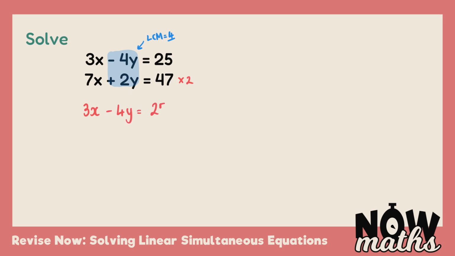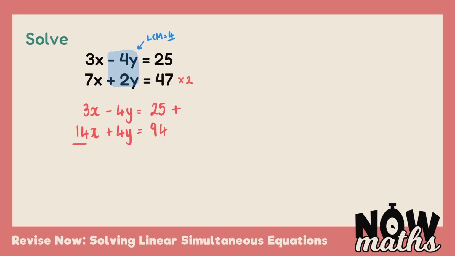And then multiplying our second equation by 2, we will have 7x multiplied by 2, which is 14x. Then 2y multiplied by 2, which is 4y. And finally, we'll have 47 multiplied by 2, which is 94. Now we have two equations with a y coefficient of 4 in each. However, one is negative and the other is positive. In this case, we're going to use the fact that if we add 4 to negative 4, we get 0. So we're going to add the two equations together this time.